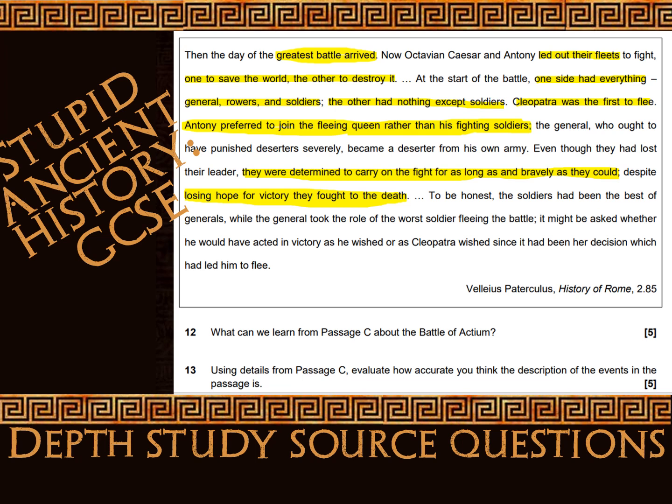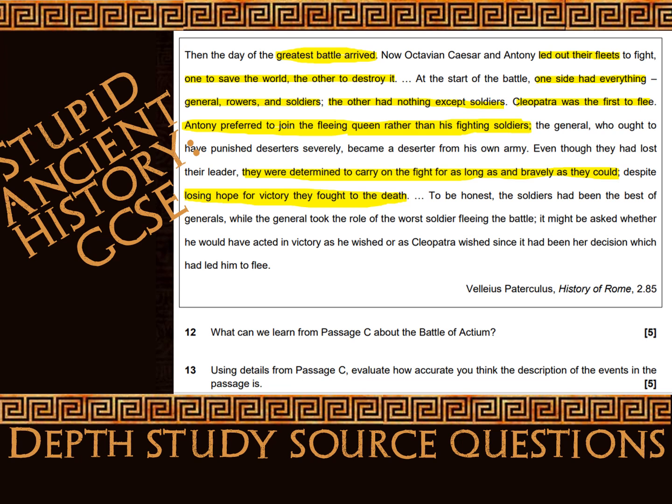The next point I've highlighted, if you just have a look for the next bit of highlighting, is the mismatch of forces. According to this, it seems that Octavian is much better prepared. It says he has generals, rowers and soldiers. The other had nothing except soldiers. Obviously, you could now use your own knowledge here to go, ooh, hang on, didn't Mark Antony have a much larger fleet initially? This is the bit where your brain is already working, thinking, oh, hang on, that's a bit different to what I've seen.